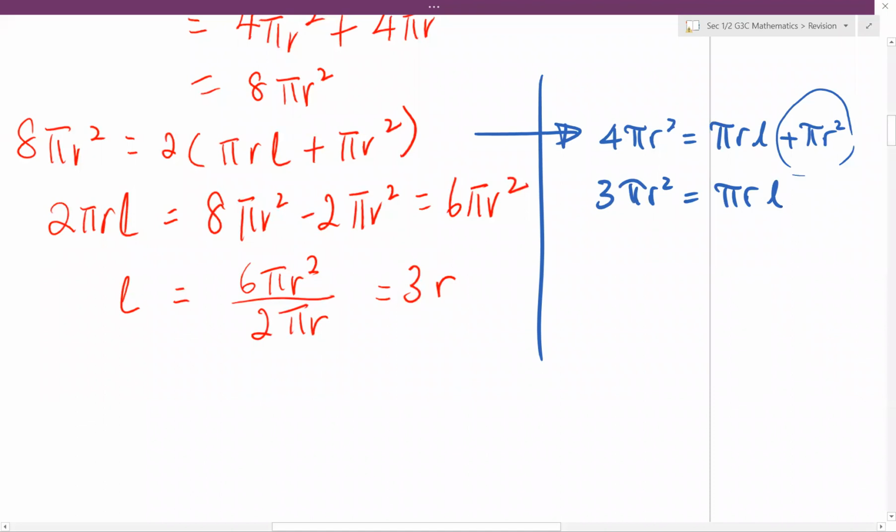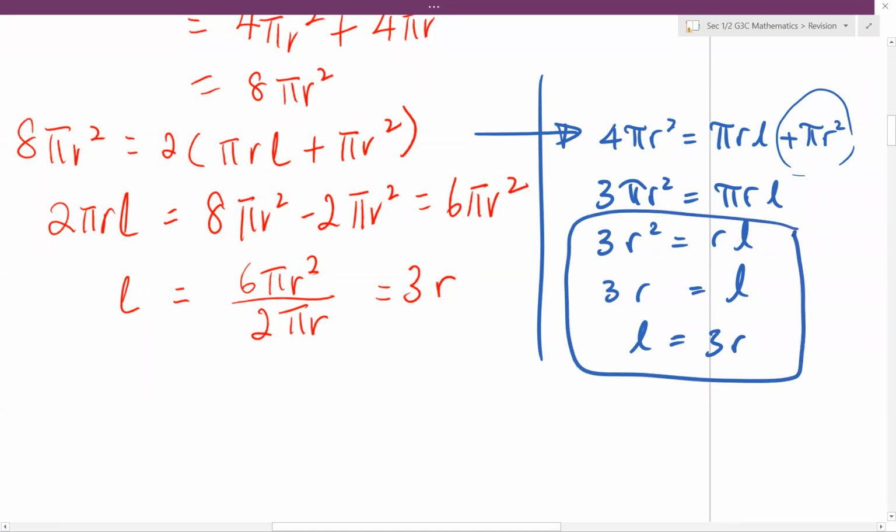Next one, I am trying to find L only. So I need to get rid of the pi. I get rid of pi by dividing by pi. So we will end up with 3r squared equals r times L. I only want the L, so I need to get rid of the r. We get rid of it by dividing by r on both sides. We end up with 3r equals L, meaning L equals 3r. Okay, so these 3 steps can be combined into one. If you choose to expand it out and make L the subject, also okay. I just prefer to do the one on the right hand side.